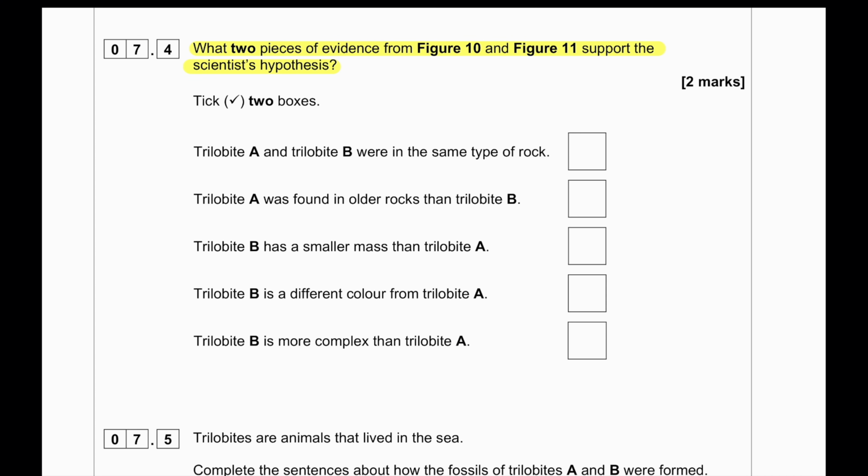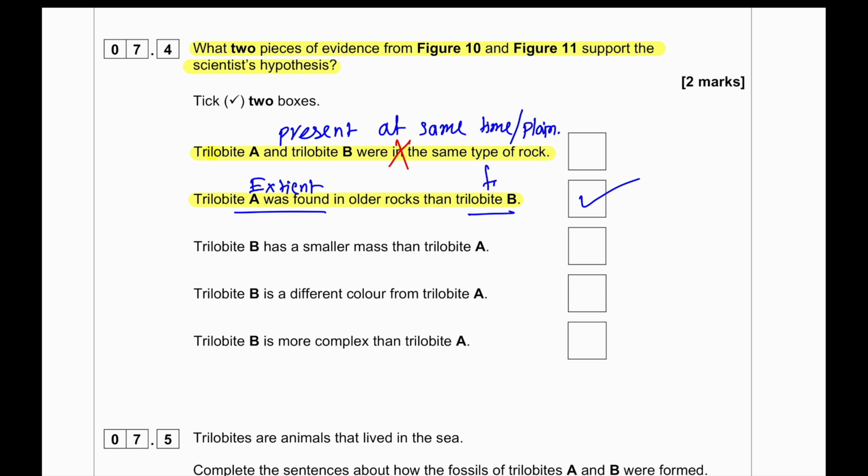So let's look into the options. Trilobite A and trilobite B were in the same type of rock. This does not show that they are evolving from one another; it shows that they were present at the same time. Trilobite A was found in older rocks than trilobite B. Yes, this could be possible because one organism was extinct and then the second organism was found, since one is after the other.